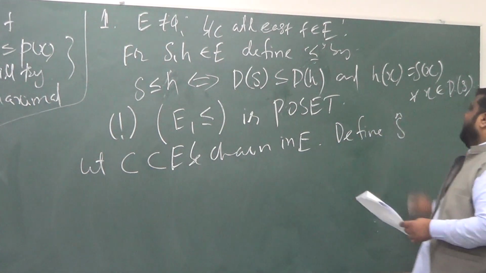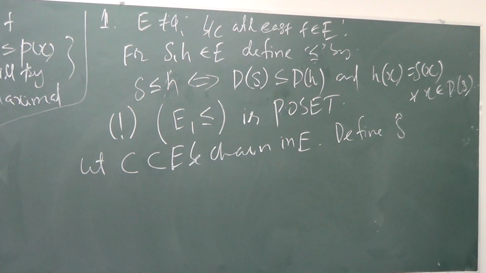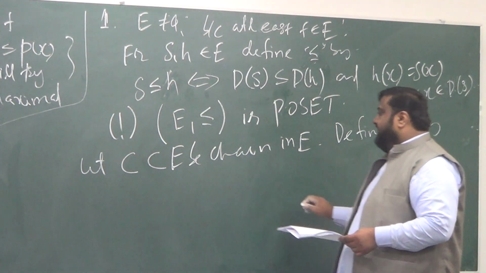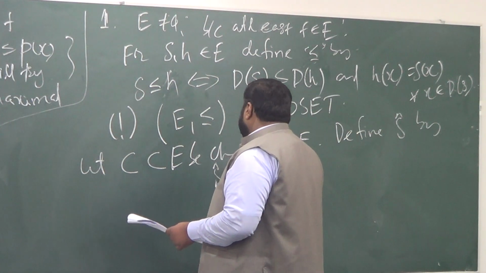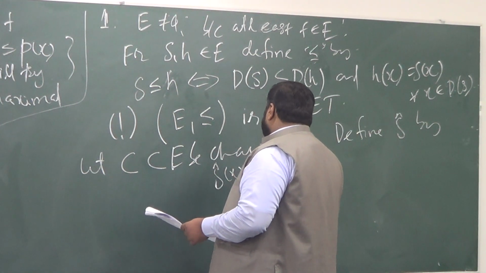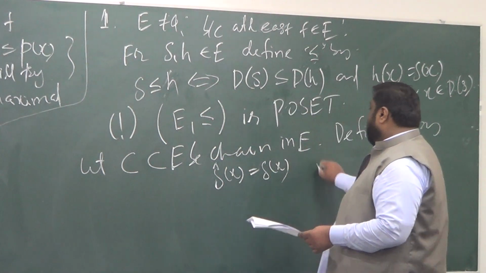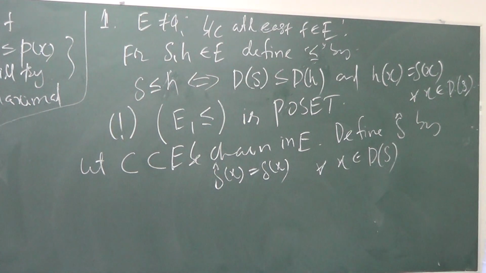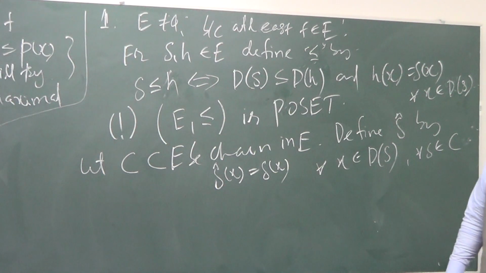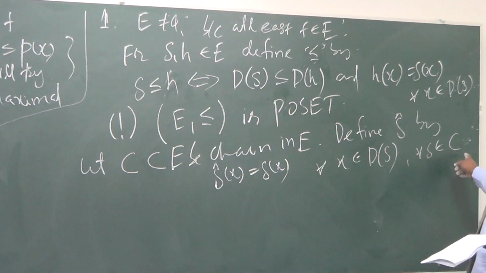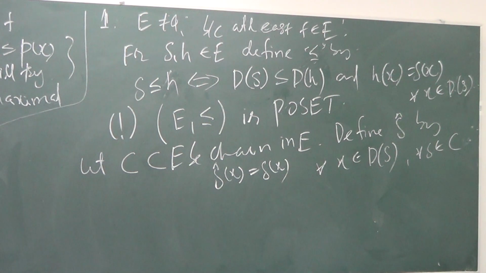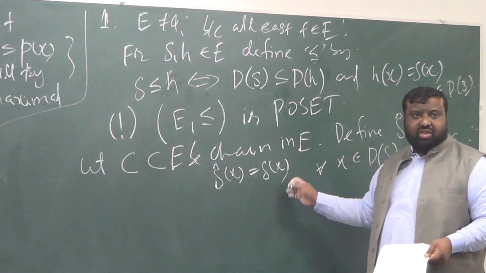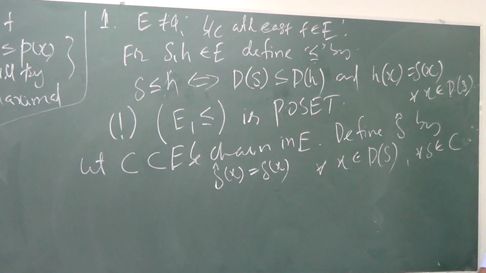Okay, so let me define a function g hat by g hat of x equal to g of x for all x in the domain of G. In other words, G hat is extending every single element in C. So it's an extension of every single element. Okay, they both agree on the domain of G.